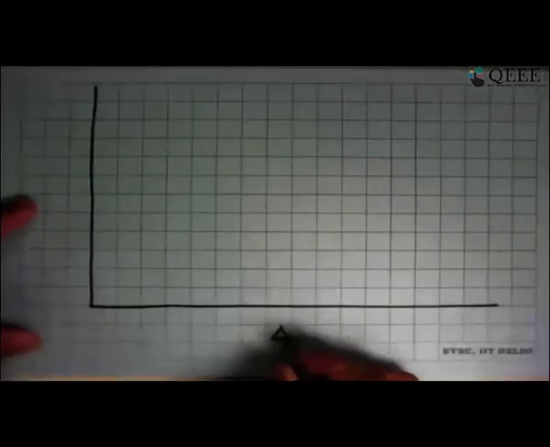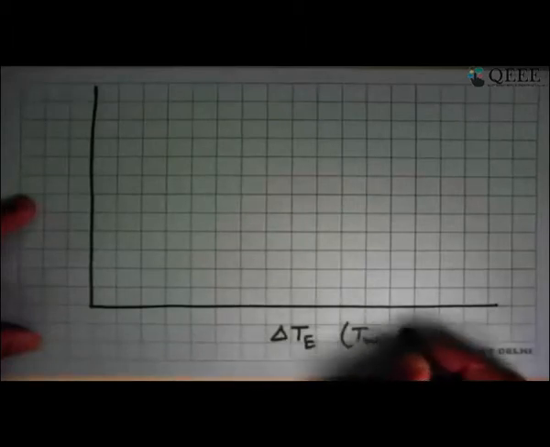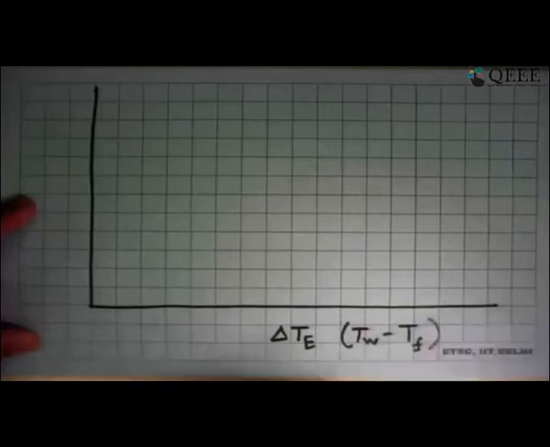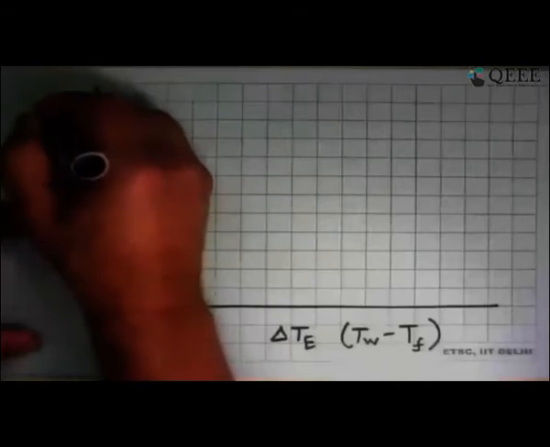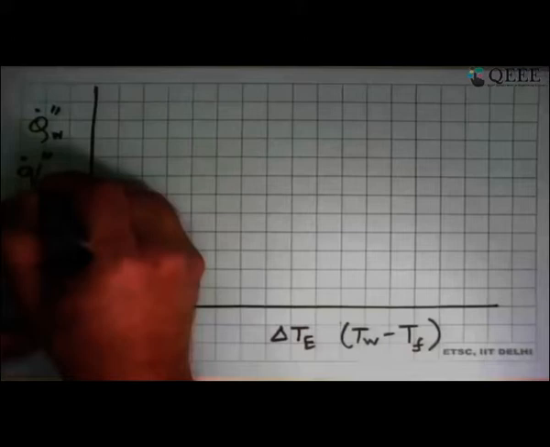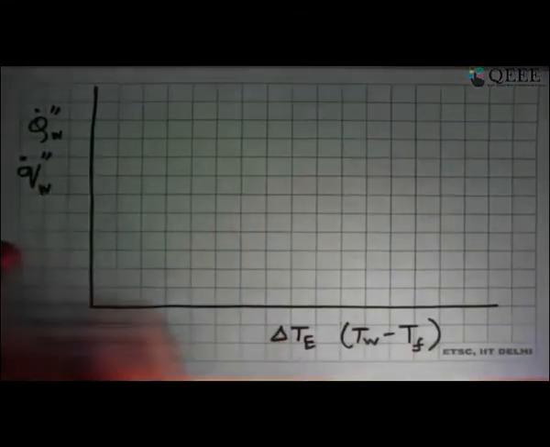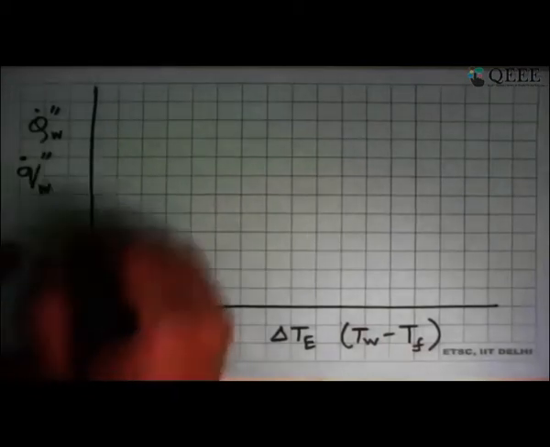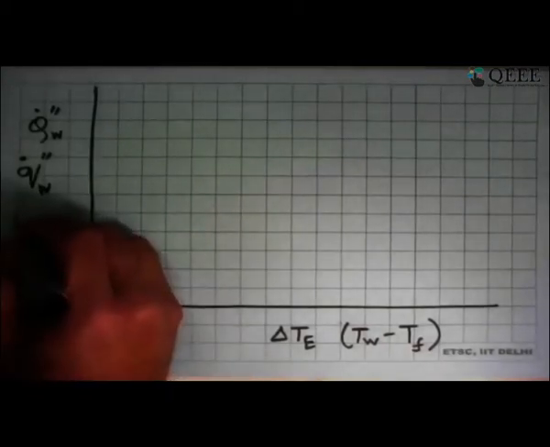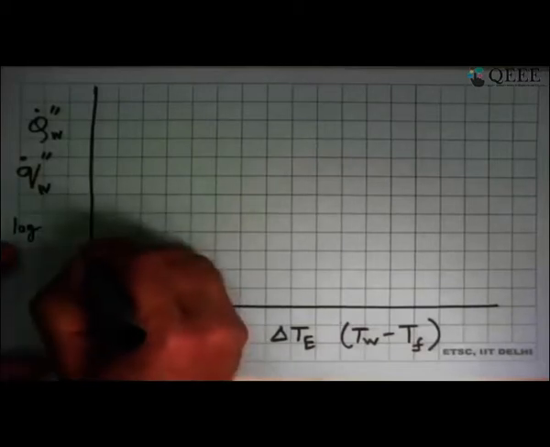This side is delta T_e, that is T wall minus the T fluid or T saturation, whichever way you want to look at it. And this side is q dot double prime at the wall. We have been using lowercase, so we'll stick with that. As I was showing the curve, there's one thing to notice: this axis, the way it has been plotted, is a logarithmic axis. So here you will get a number like 10 to the power 3, and then here 10 to the power 4.